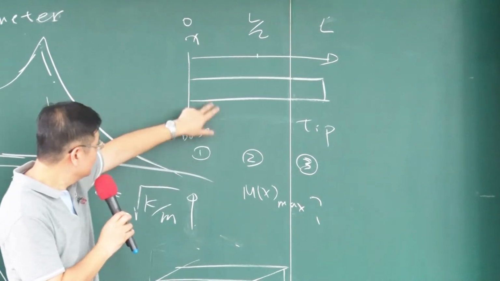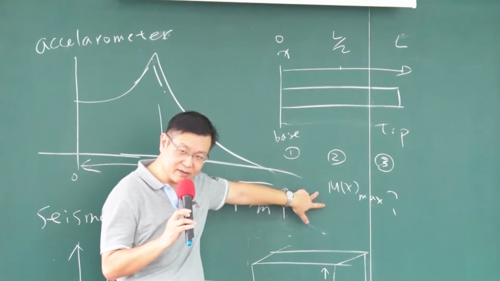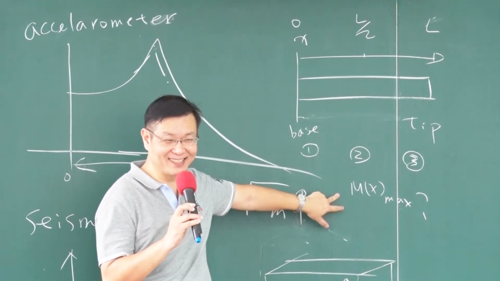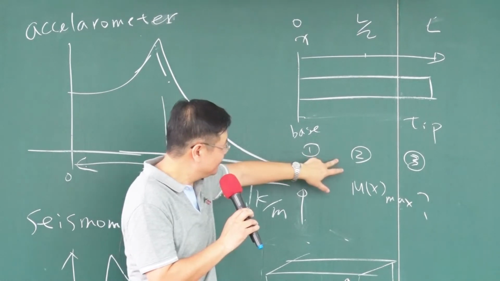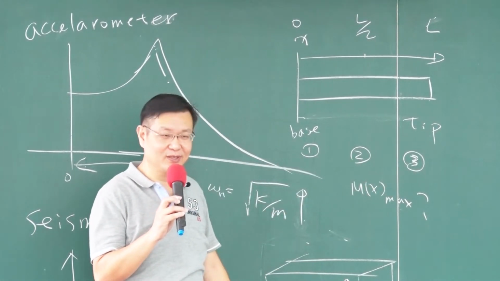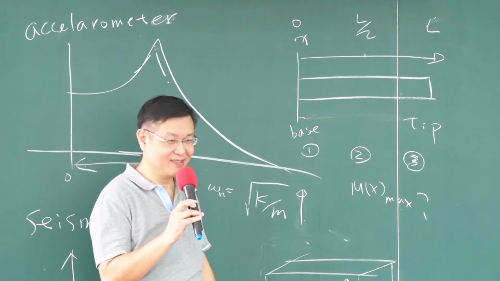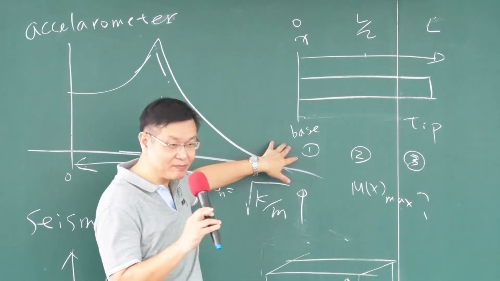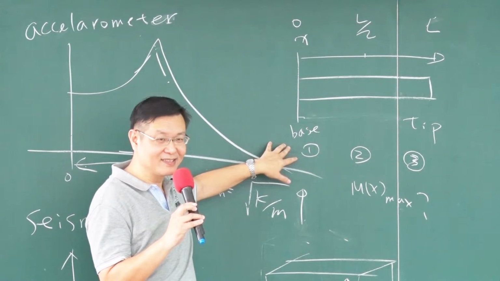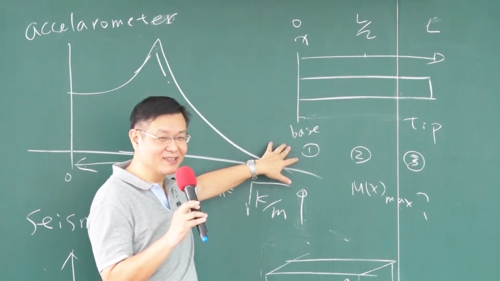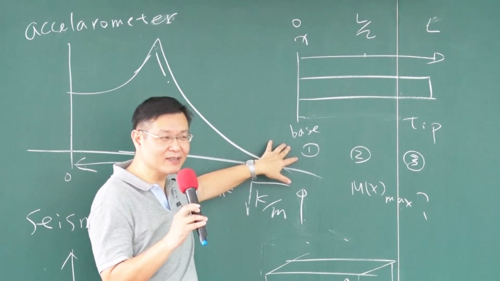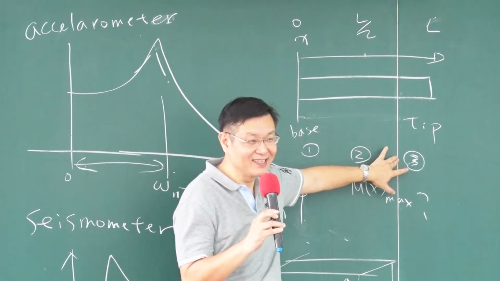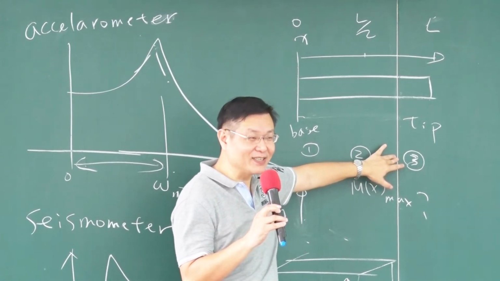So the question is, which part can you find the maximum bending moment? Look into the equation. The equation will tell you the solution. At the base, center, or tip? Choose one. Okay, you think it's the base? Please raise your hand. Okay, like 10, 12 people. Thank you. Center? Tip? Okay, several. Thank you.